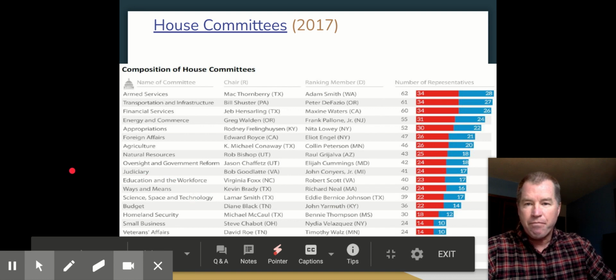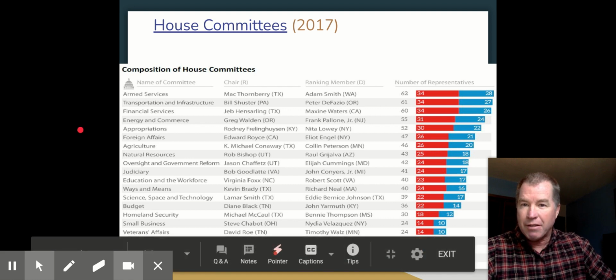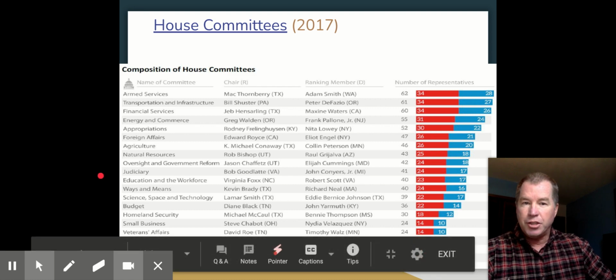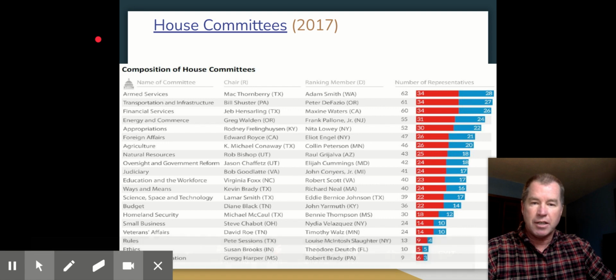There are a bunch of committees. This is from 2017, so this is no longer accurate in terms of leadership, but I just want to give you the idea of the types of committees: armed services, transportation, financial, appropriations, foreign affairs, judiciary is super important, ways and means, that's like money, homeland security, veterans affairs, all those various things. I know we're hiding some of those. Rules committee, there's a bunch of committees.